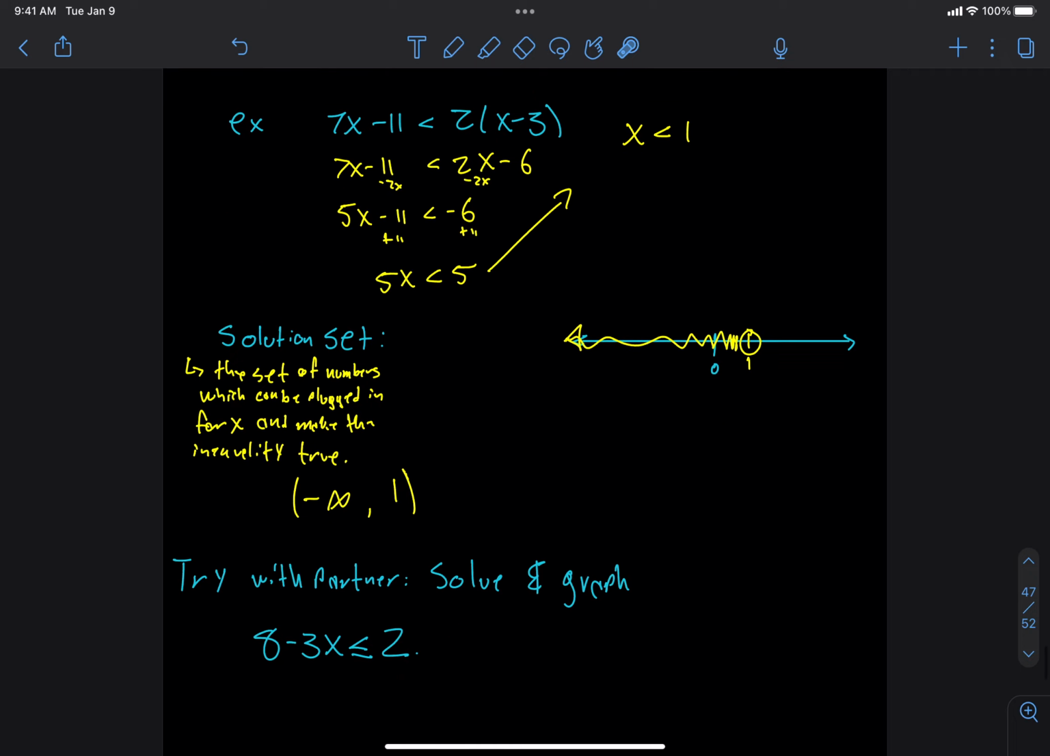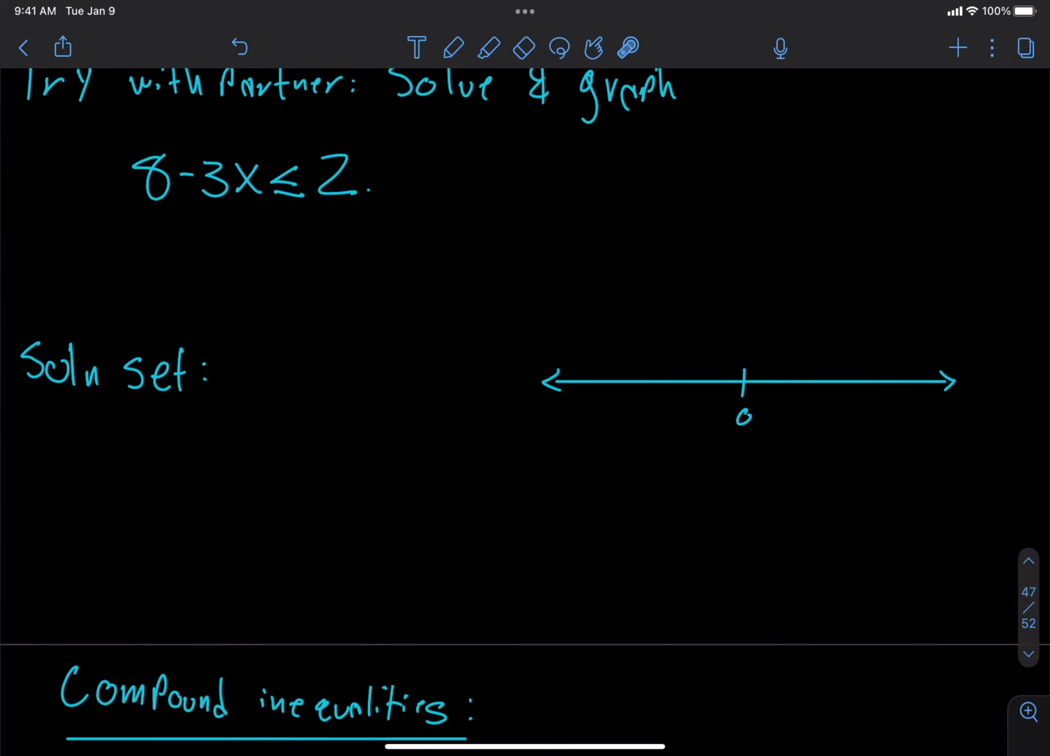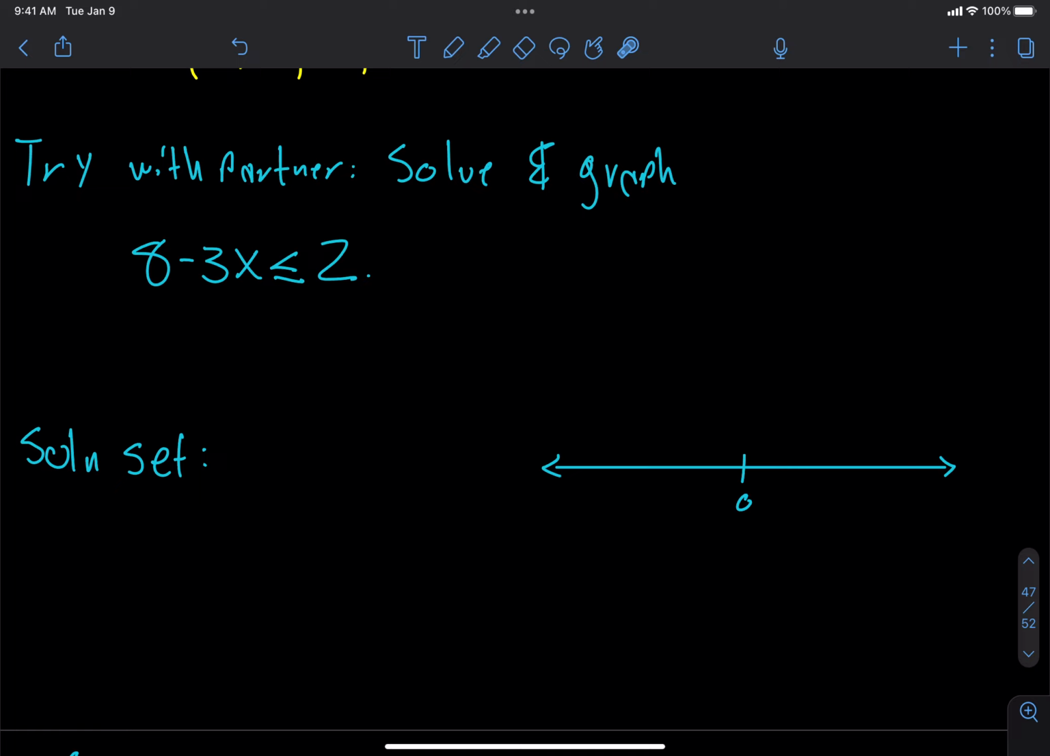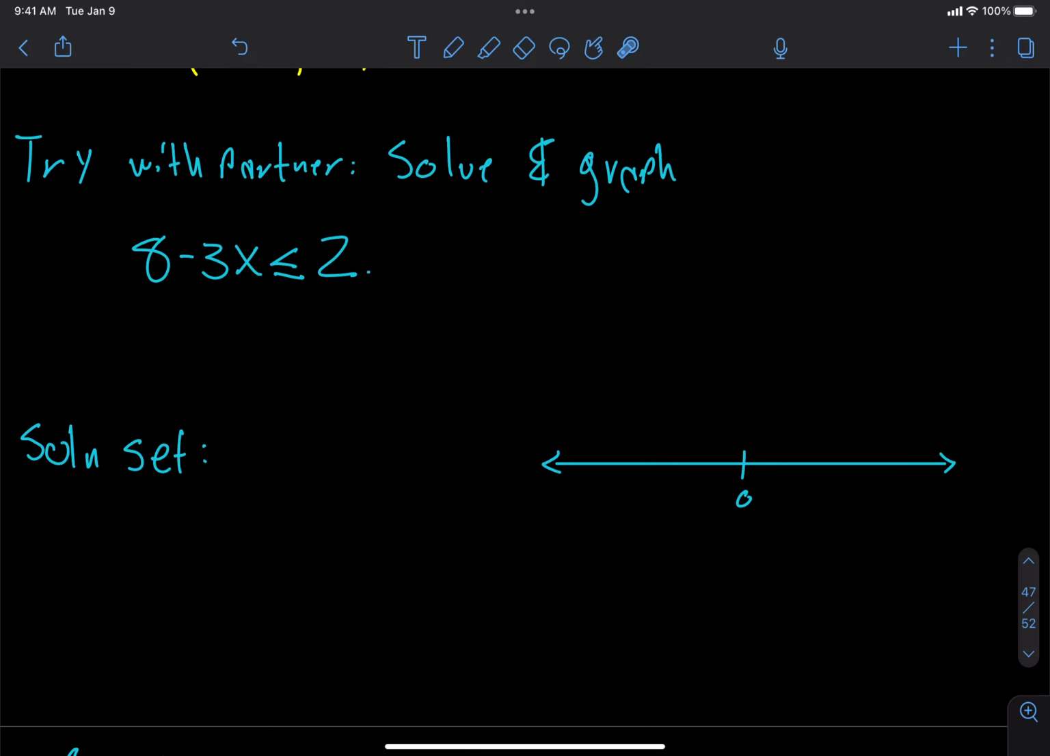All right, so let's break out into groups now and work on a problem with a partner. We want to write the solution set in interval notation, and graph this inequality. And if your group wants a little help, then just raise your hand and I'll come around, okay?